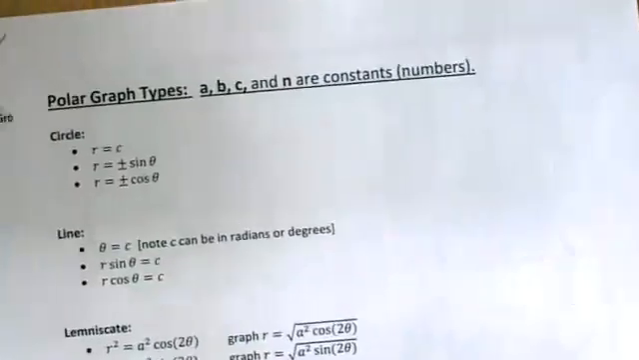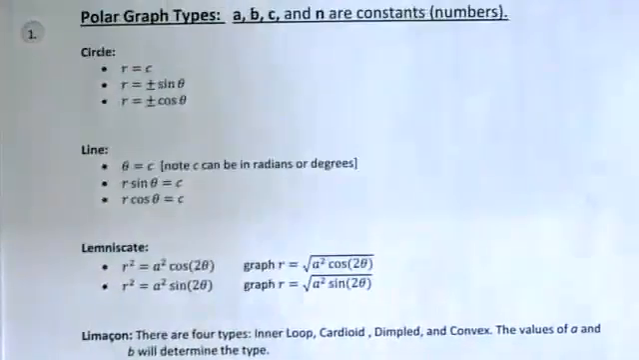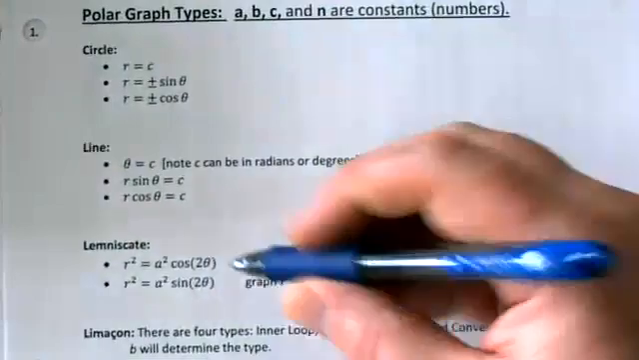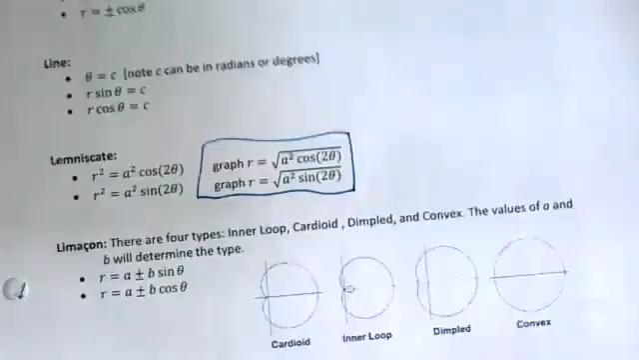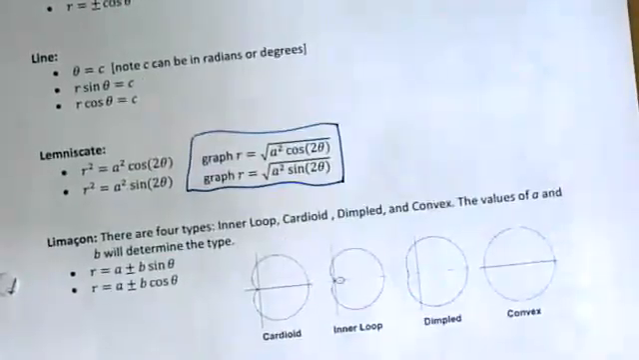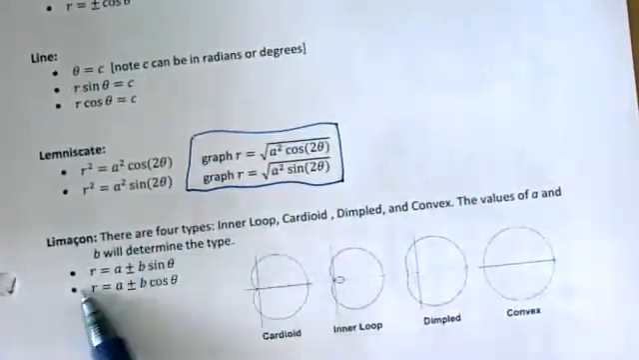So this kind of goes along with these. You're going to get down to lines, play around with some lemniscates. When you do lemniscates, you actually have to graph these ones, not these. And then limaçons. There are 4 flavors of limaçons: inner loop, cardioid, dimpled, and convex. And it all depends on a and b. So this one you'll have to play around.